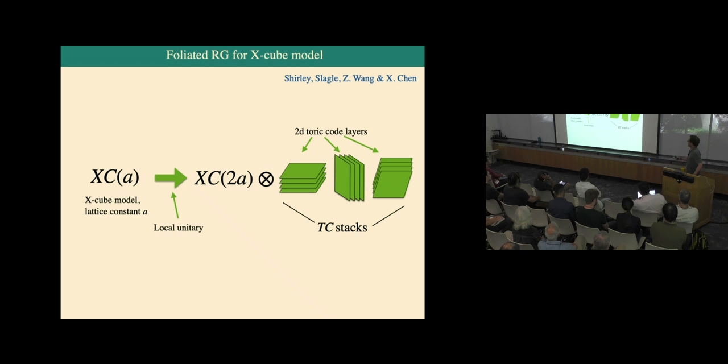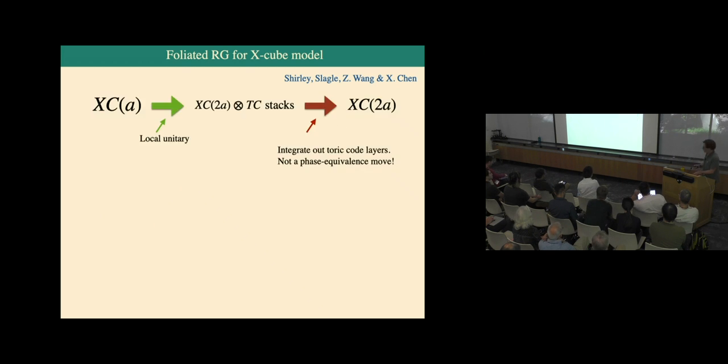We can turn this X-cube model into an X-cube model at twice the lattice constant, stacked with a bunch of toric code layers, many toric code layers, perpendicular to all three principal directions of the cubic lattice. Okay, so let's try to turn this into an RG. So this is the first step. Okay, this kind of looks like what we did for toric code, except we don't have a product state here.